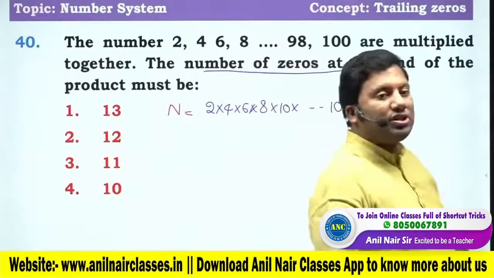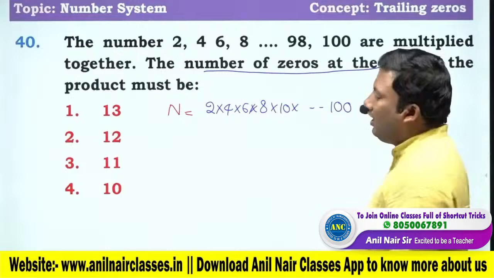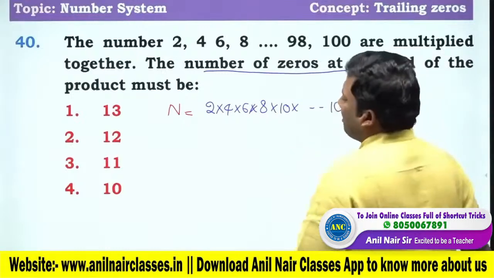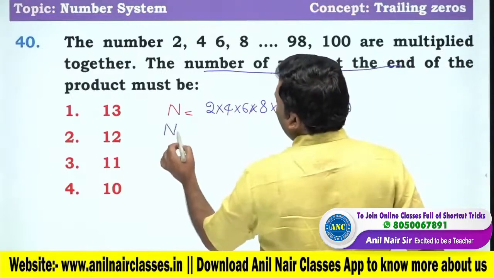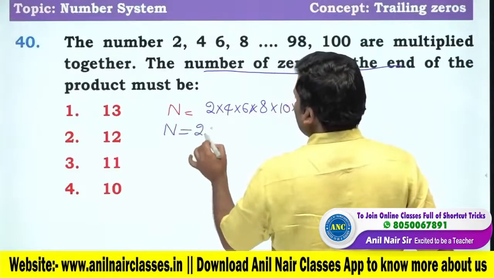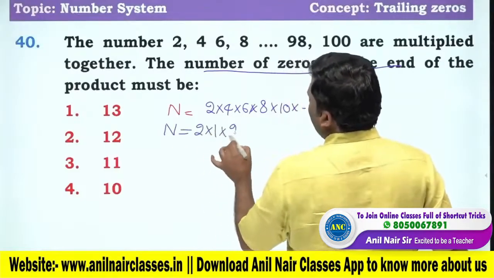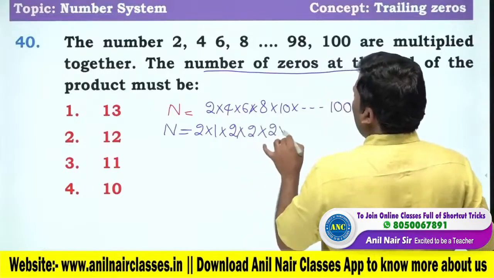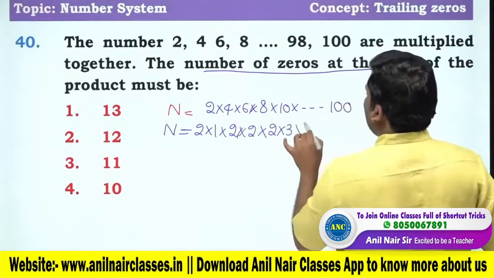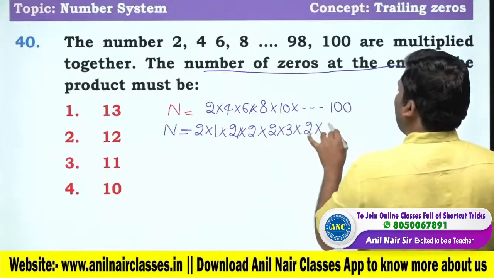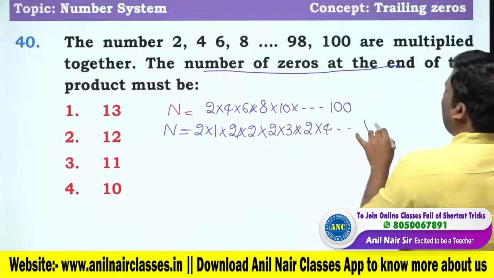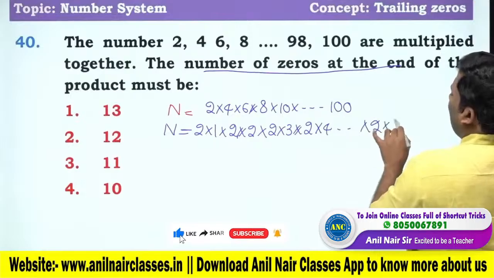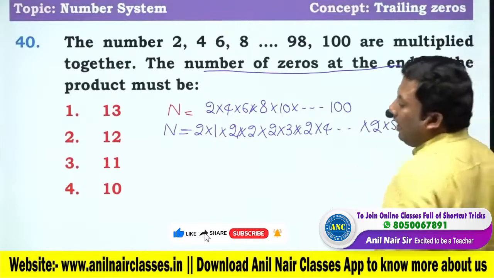The number of zeros at the end is given by trailing zeros. In session number 1, we discussed how to solve this kind of problem. 2 can be written as 2 ones are 2, 4 can be written as 2 twos are 4, 6 as 2 threes are 6, 8 as 2 fours are 8, and 100 as 2 fifties are 100. So 2 is multiplied 50 times.